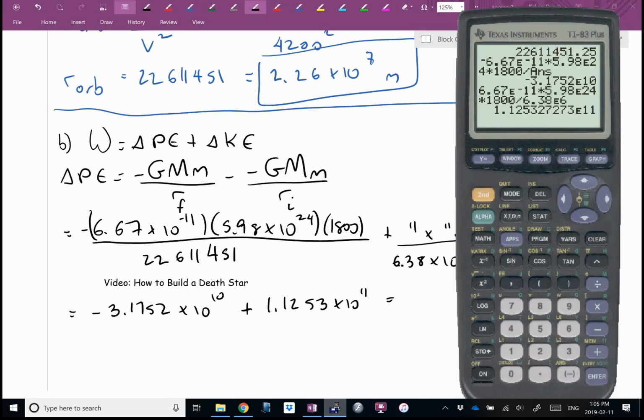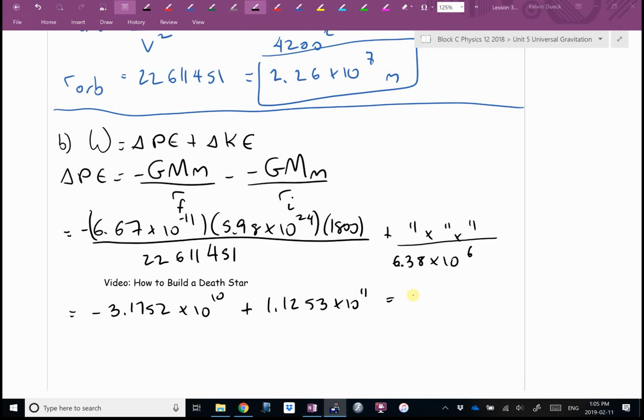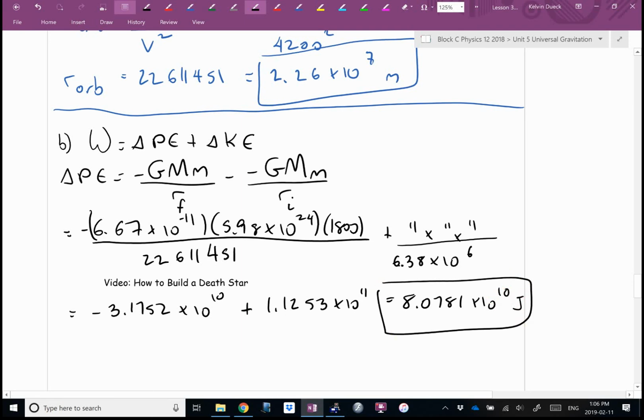Let's add these together. So it's going to be this plus negative 3.1752 times 10 to the 10th. And I get 8.078. I'm going to carry extra sig figs here. 8.0781 times 10 to the 10th. And that's potential energy, joules.